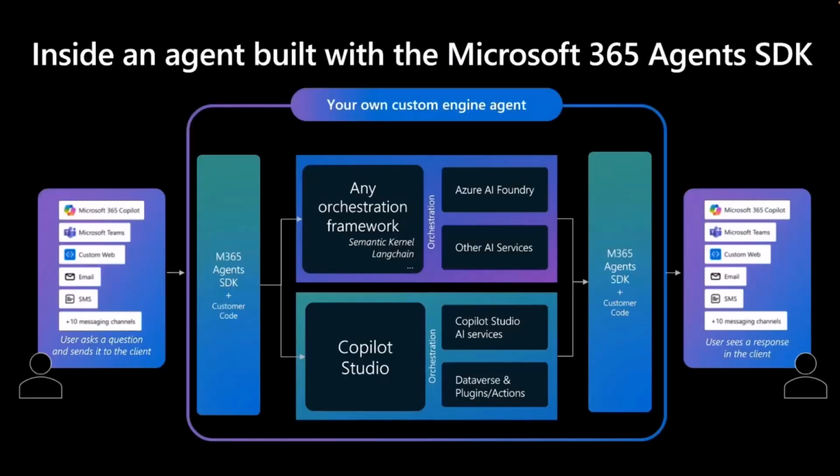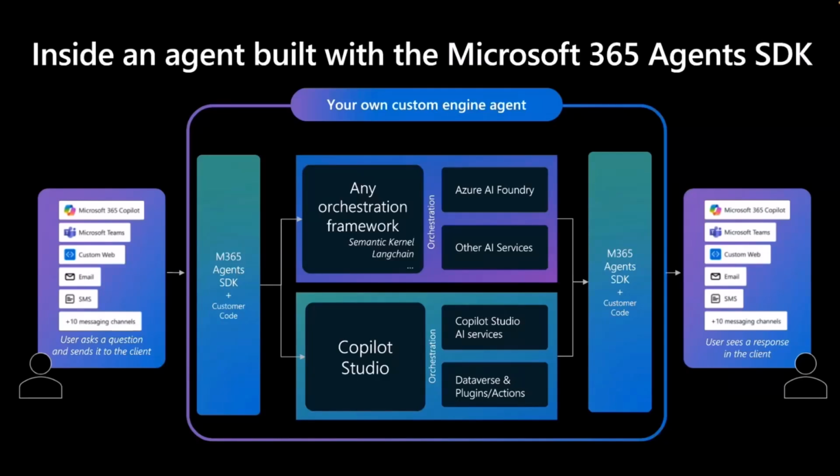A quick look into custom engine agents built with Agents SDK. We are basically building the custom engine agent using Microsoft 365 Agents SDK, using any orchestration framework we prefer. It can be Semantic Kernel, LangChain, anything you prefer. Also, you can use Azure AI Foundry to connect with any AI service. It can be OpenAI, Mistral, any AI model you prefer. You can also bring over other AI services available.